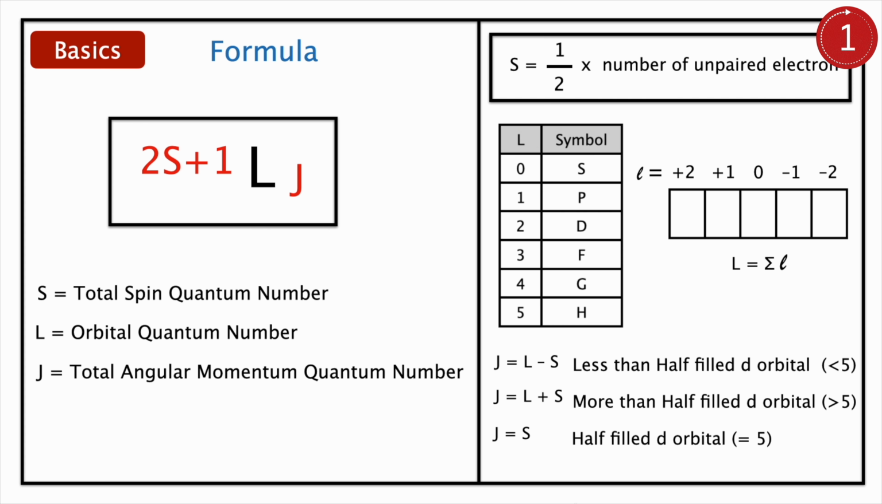Normally J equals L plus S or L minus S, or J equals S. L minus S means it is less than the d5 configuration, or less than half filled. J equals L plus S means more than half filled. J equals S means the d5 configuration. The L you identify from the sum of the m values. While solving you can identify it clearly. Better you memorize the formula and the calculation behind it.